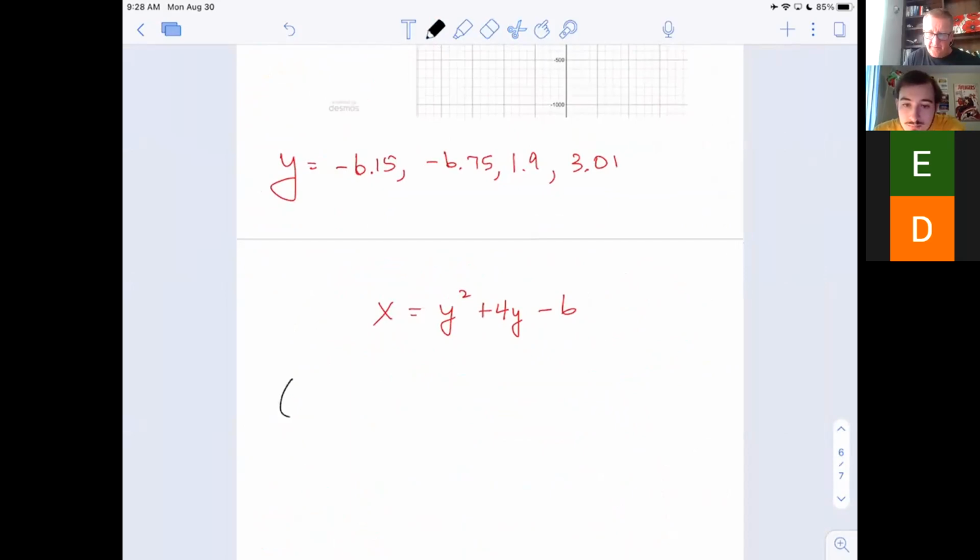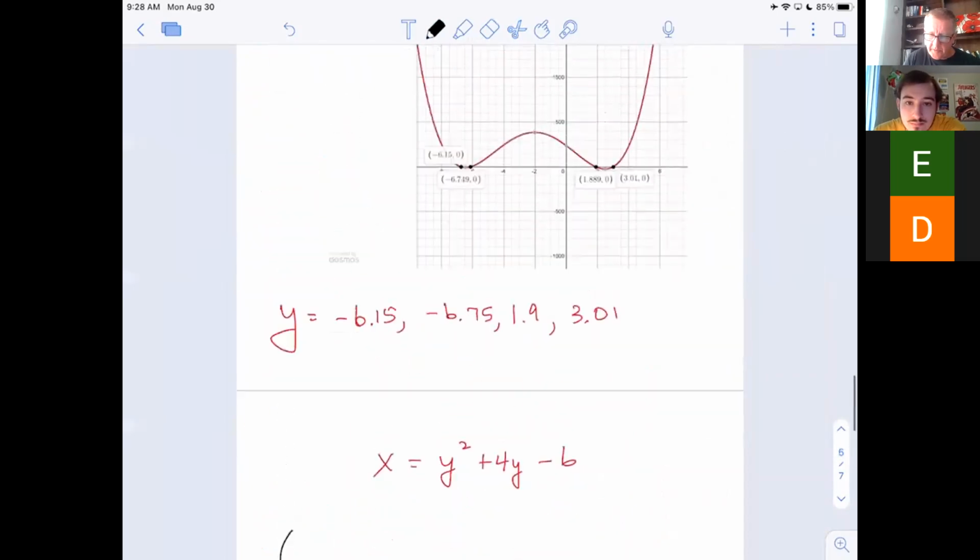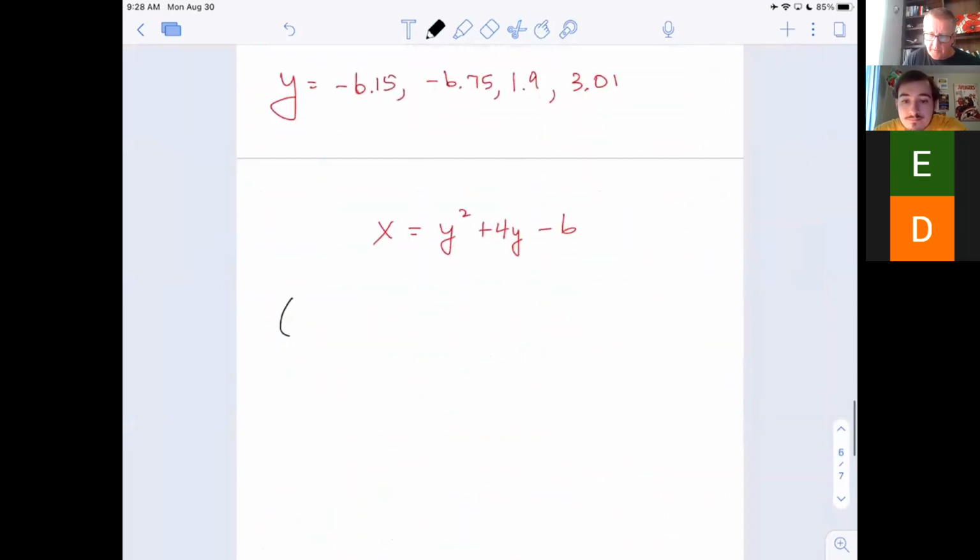So -6 point, and I rounded that off, but it's pretty close. Yeah, I'm going to use whatever the graph gave me. So I say -6.15 squared plus 4 times -6.15 minus 6, and I got 7.22.